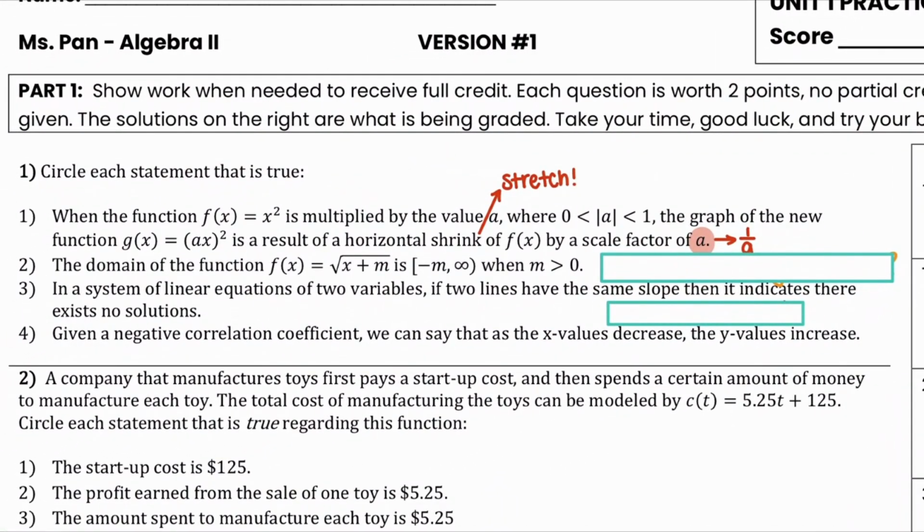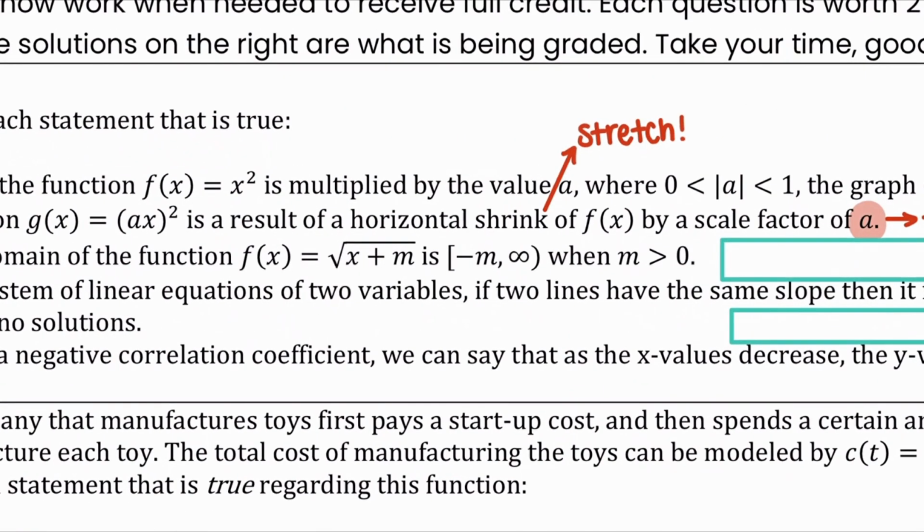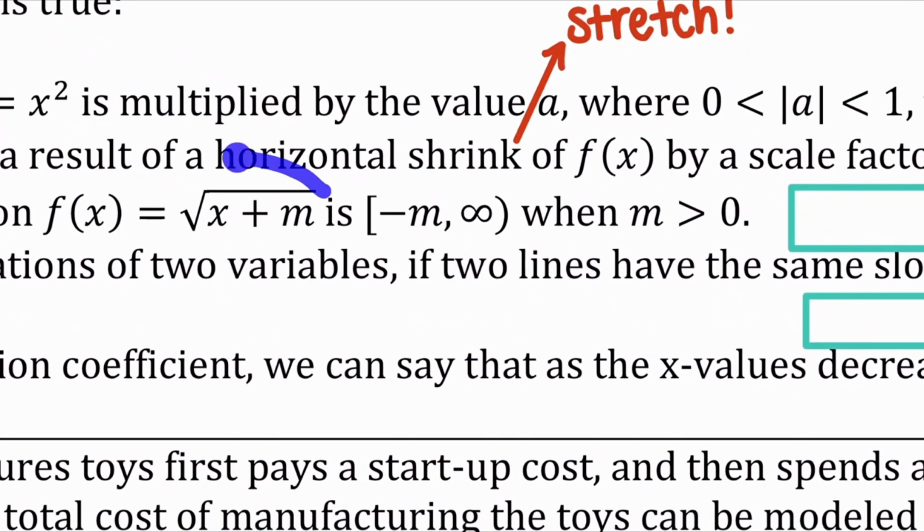Let's look at number 2. We have: the domain of the function f of x equals square root of x plus m is bracket negative m comma infinity parentheses when m is greater than 0. So let's just first understand what this is even saying. We have some random square root function, and then they also tell us m is greater than 0. So if m is greater than 0, that tells us that m itself is positive.